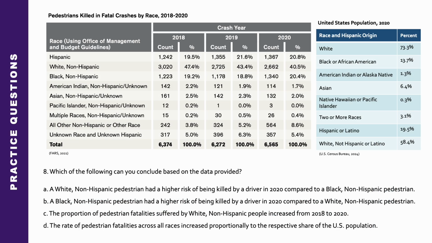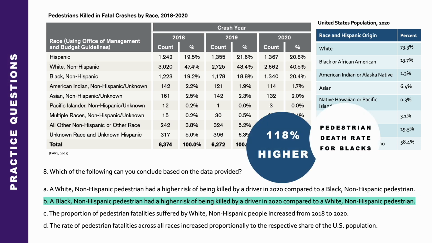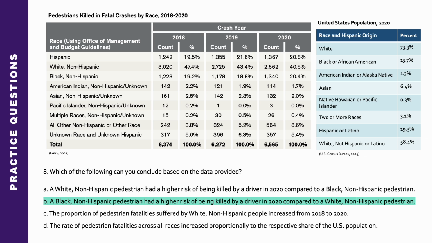Which of the following can you conclude based on the data provided? Non-Hispanic Black people experience a pedestrian death rate 118% higher than non-Hispanic whites. The table on the left shows pedestrian fatalities by race as a percentage of pedestrian fatalities that year. Looking at this table alone doesn't provide information on what proportion of the U.S. population that racial group comprises.